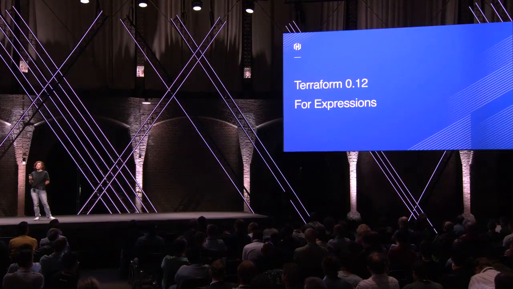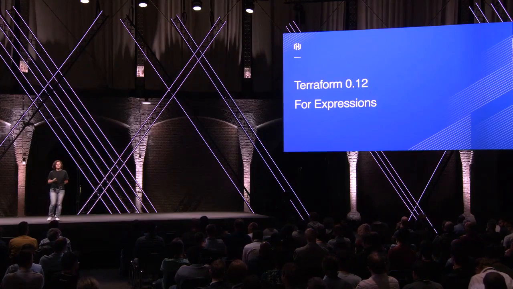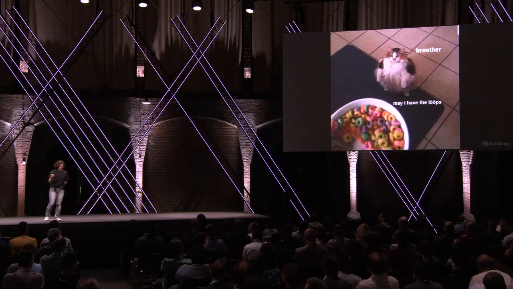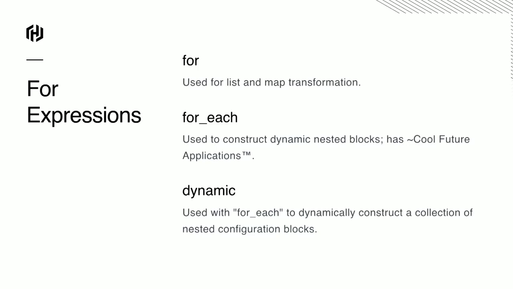However, I think I know what most of you are going to be more excited about, and that's Terraform's for expressions. Now, it's not quite loops, but we totally have for loops. 0.12 introduces a concept called for. This is used to transform lists or maps into other lists or maps, where you can transform and filter the elements. We also have for_each, which is used in conjunction with dynamic to create a collection of nested blocks dynamically. And for_each is on its own line because we have some really cool future plans for this one. So this is where I expect you all are going to be most excited.